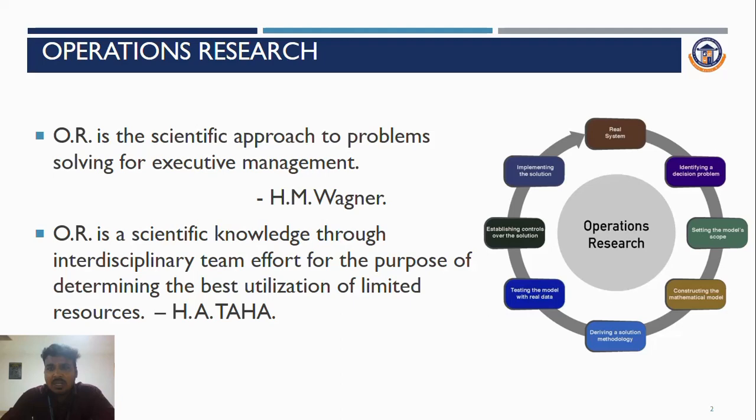Operation research follows these steps: identifying the decision problem and setting the model scope, constructing the mathematical model, and finally deriving a solution from the mathematical model. Then the solution is applied to the application and finally implemented in the real system. That is called the steps of operation research.